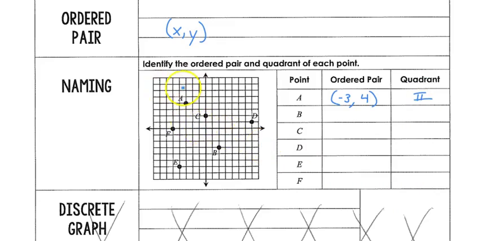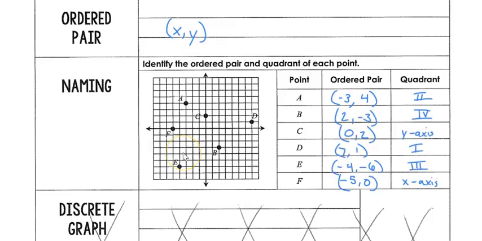Okay, so I want you to pause here and write the ordered pairs and quadrants for the rest of these points, and then come back and see if you got them right. All right, here are the solutions. Okay, so double check your work. Put a star by something if you don't understand so you can ask about it in class.